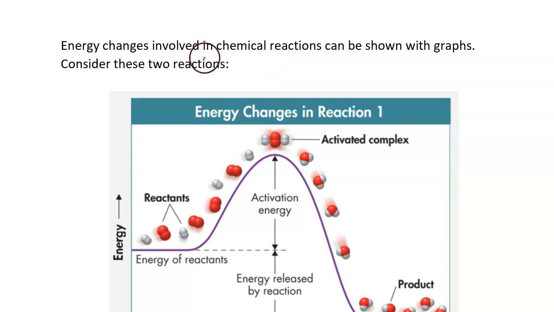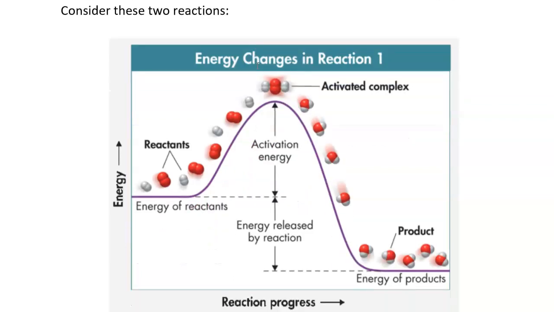Energy changes that are involved in chemical reactions can be shown with graphs. Consider the following two reactions. So here's our first graph, reaction number 1. The vertical axis is measuring energy. It's increasing as you go up. And the horizontal axis is showing the reaction progress.